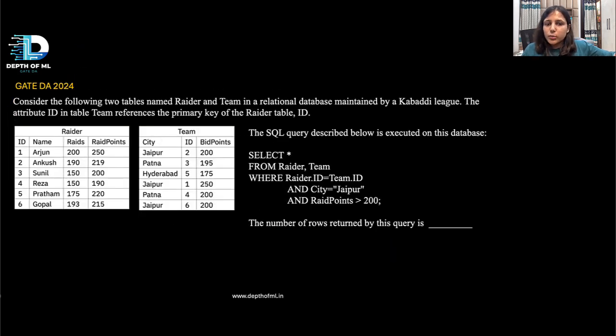Let's look at the 10th question. Okay, so this is from GATE DA 2024. So this is the 10th question. Now we have: consider the following two tables named radar and team in the relational database maintained by a Kabaddi league. So there is some Kabaddi league and it's maintaining two tables, which are radar and team. The attribute ID in the table team references the primary key of the radar table, ID. Okay, so the radar table has this as the primary key. I'll use a darker color. So this is the primary key, and the ID attribute is referencing this.